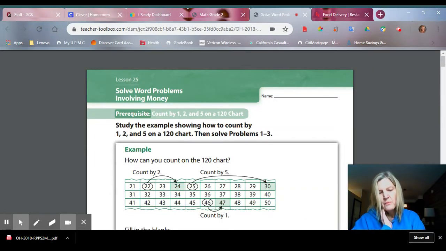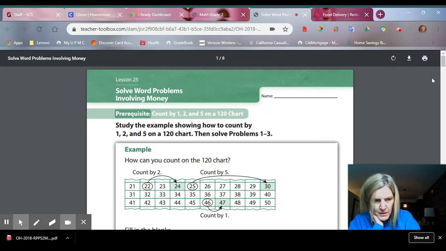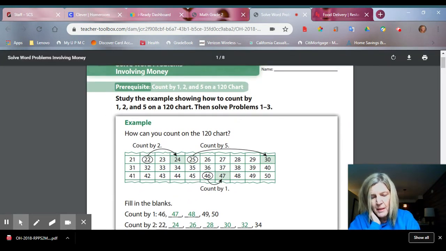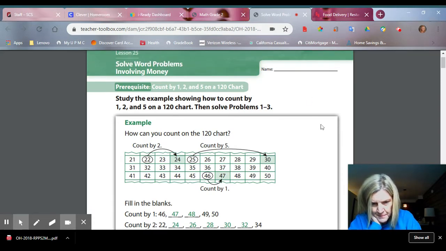Okay, so today we're on week 5, lesson 25. We're going to be solving problems involving money. But before we get directly to money, we are going to practice skip counting, because skip counting is a skill that will help you count money. So let's look at counting by 1s, 2s, and 5s on a chart.